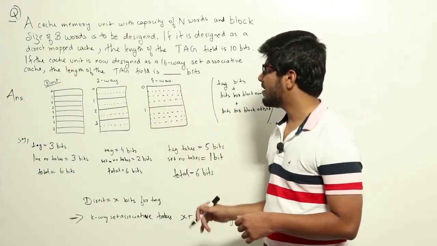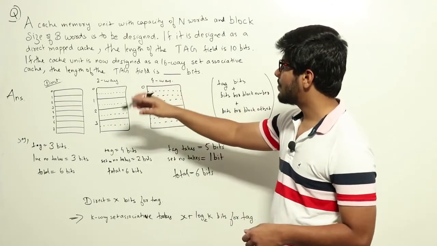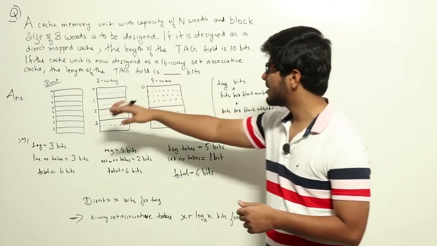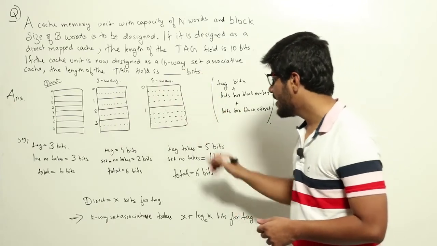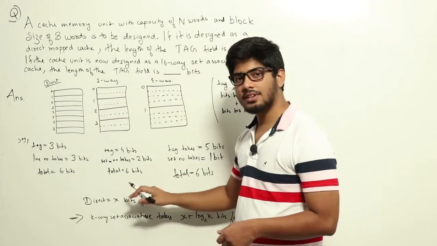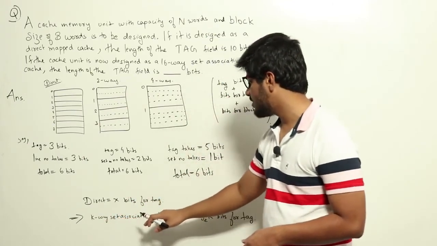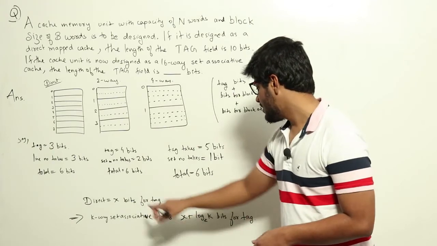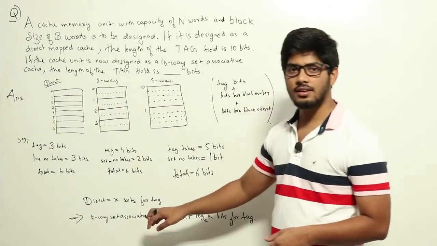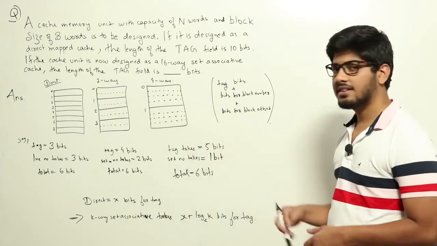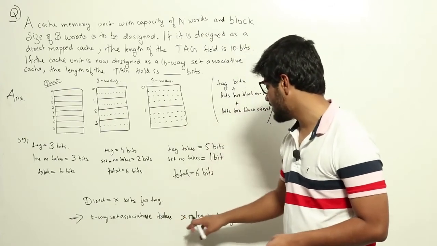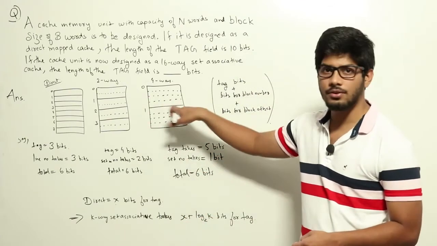So if you look here, the property of direct mapped and K-way set associative mapped cache is that when you convert a direct mapped cache to a K-way set associative cache, suppose the direct mapped cache needs X bits for tag, then the number of tag bits required for the same K-way set associative cache is X plus log to the base 2 of K bits. This is assuming that the physical address space and the cache size remain constant. So if direct needs X bits, K-way set associative cache will need X plus log to the base 2 of K bits. That's what I have shown you here.